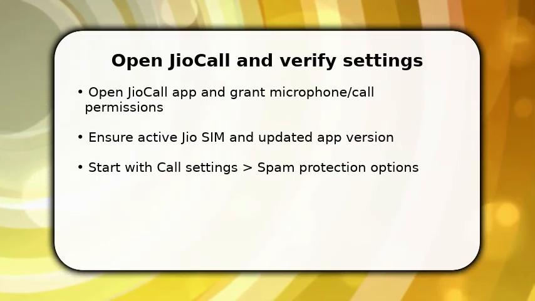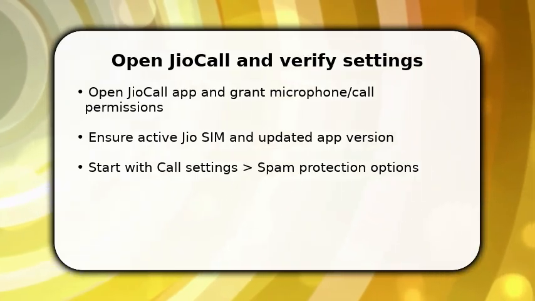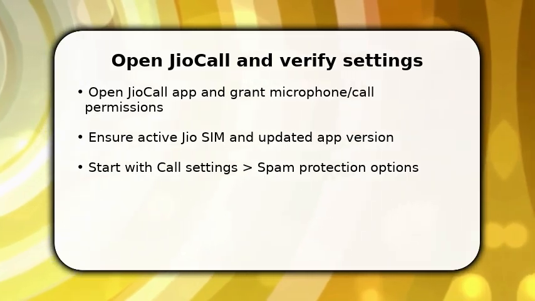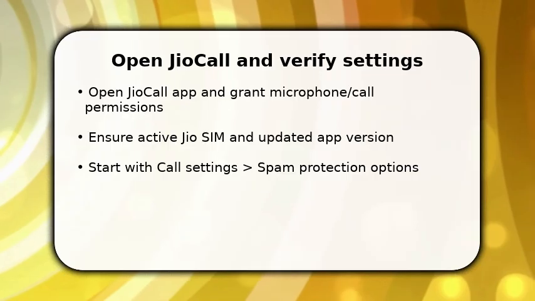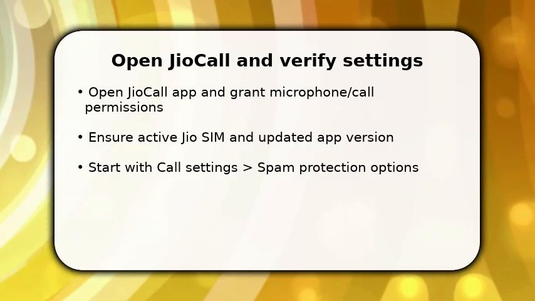You start by opening the GeoCall app and granting the required permissions so the app can identify and block calls. Once done, make sure your GeoSIM is active and the app is updated to the latest version. That ensures the spam database syncs correctly.